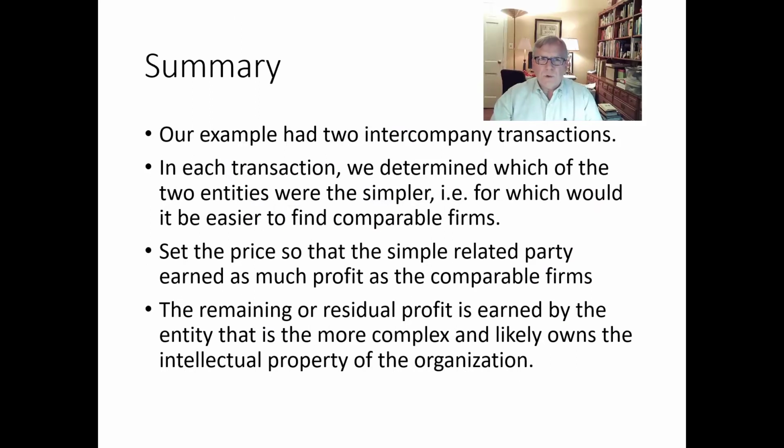So, quick summary, our example had 2 intercompany transactions. Each transaction we determined which of the 2 entities would be simpler, Nike or the manufacturer, Nike or the distributor. In these cases, we determined that the manufacturer and the distributor were probably the simpler entities. We would probably be better able to go out and find comparable firms for that than trying to find firms that are comparable to Nike. Then we set a price such that the relatively simpler party earned as much profit as the comparable firms. All of the remaining profit would be earned by the entity that is the more complex and likely owns the intellectual property of the organization.